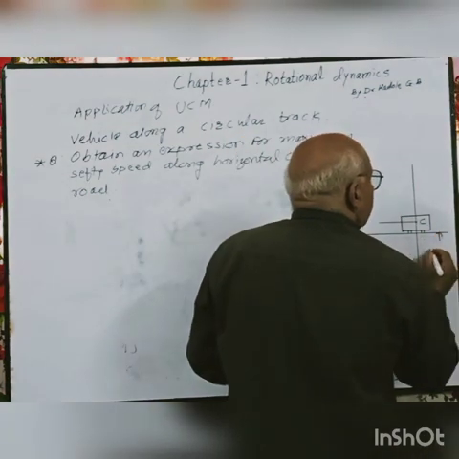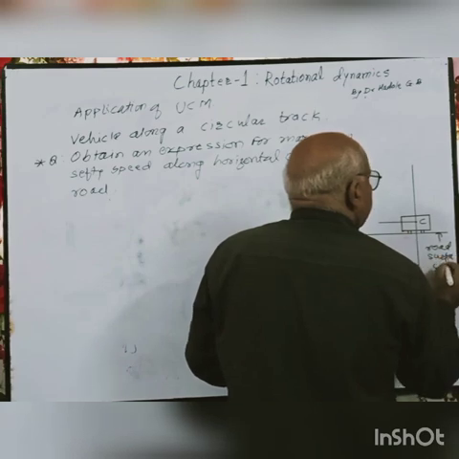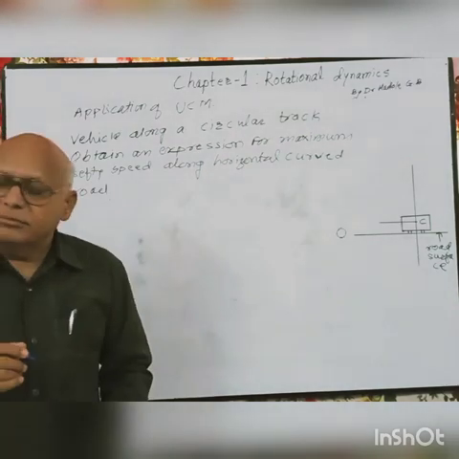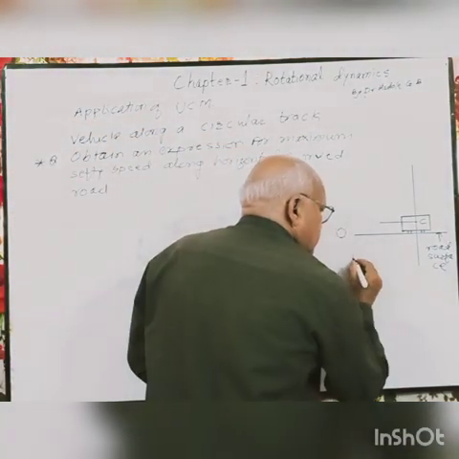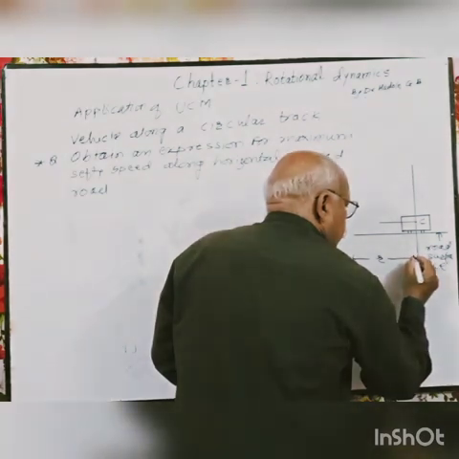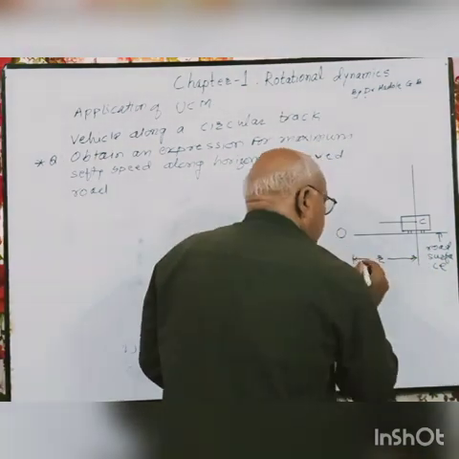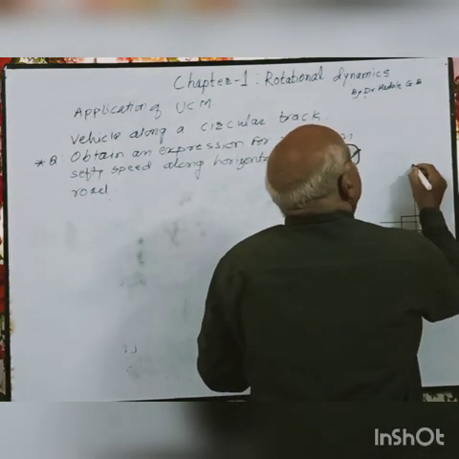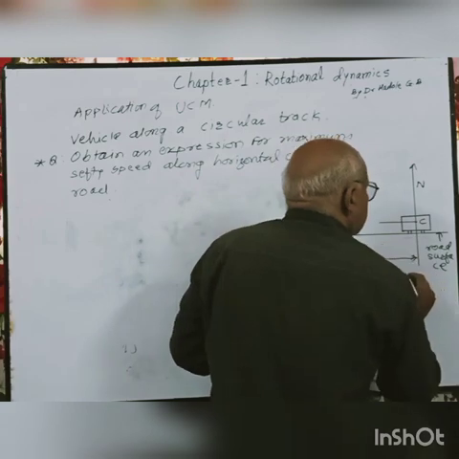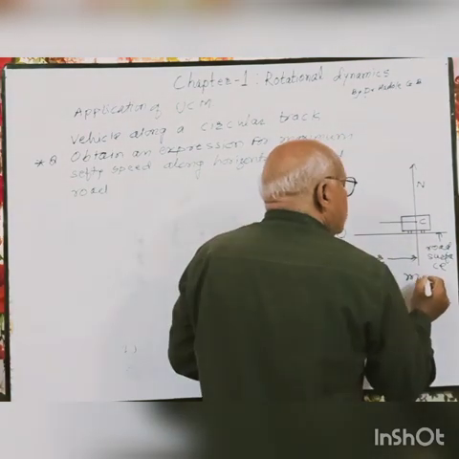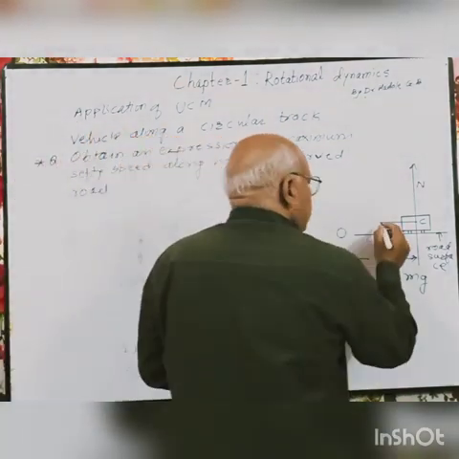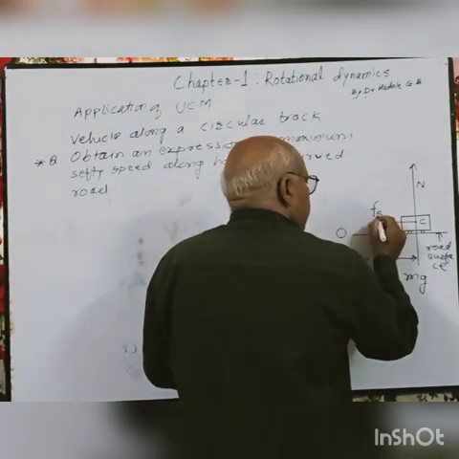This is, of course, a road surface. This is the radius of curvature when the vehicle is moving along the horizontal curved road. This is the normal reaction. If m is the mass of the vehicle and g is the acceleration due to gravity, then the weight of the vehicle will be m into g. And this is the frictional force.